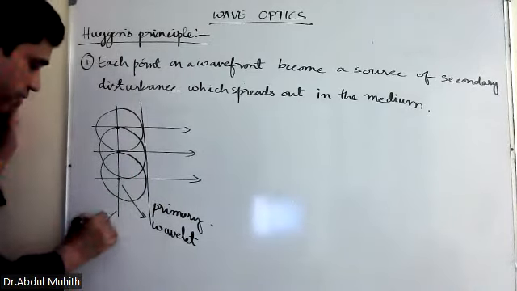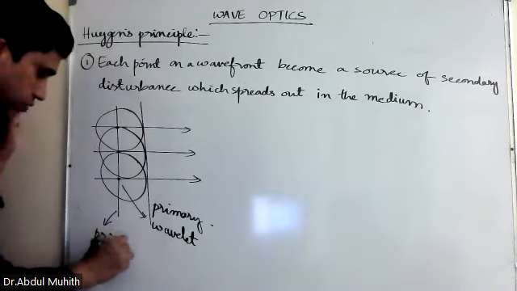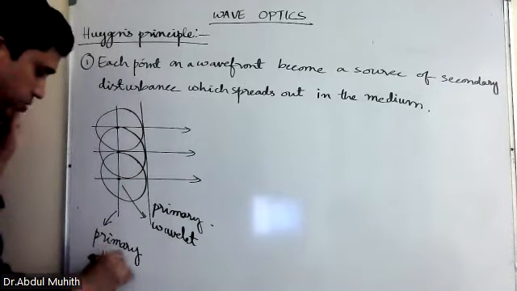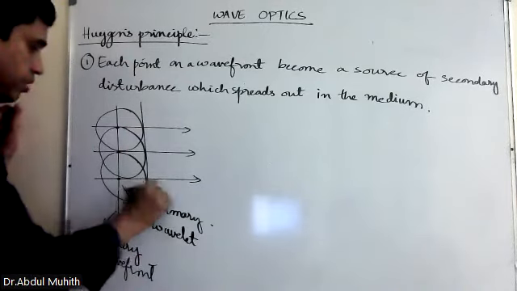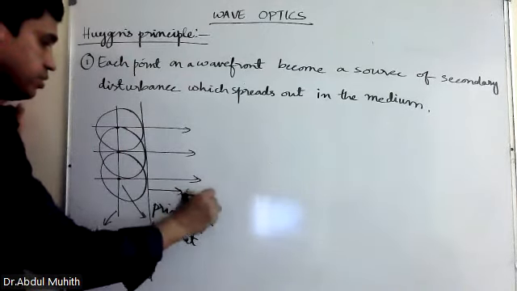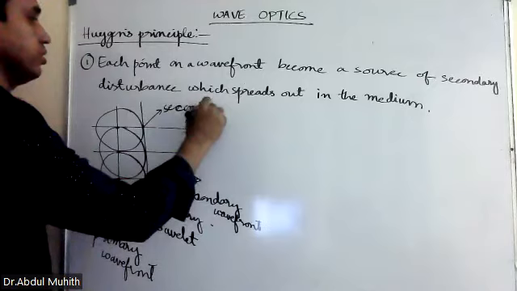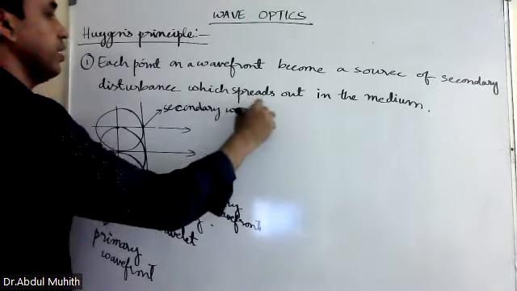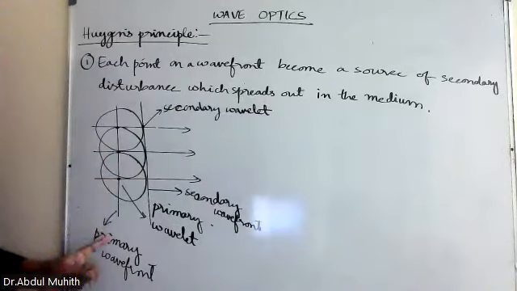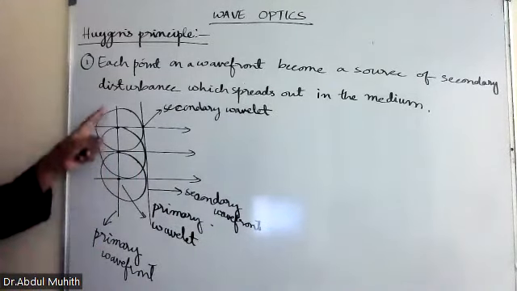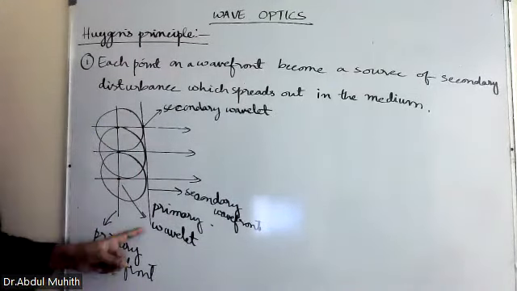If this first line is the primary wavefront, then this will become the secondary wavefront. And these dots are said to be the secondary wavelets. This is primary wavelet, this is the secondary wavelet. This is primary wavefront, secondary wavelet. These spheres are concentric spheres. Is that clear? So now, we will explain that.